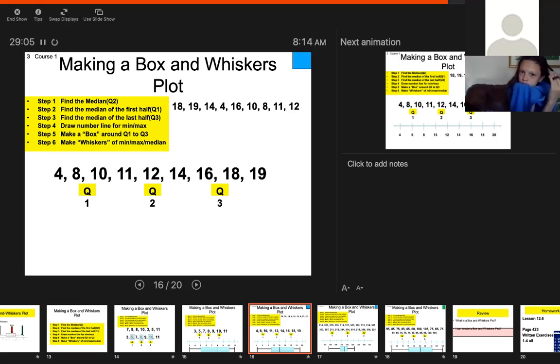Okay, hard work is over. We just got to make a number line. Macy, what's our number line going to go from? It's going to go from 4 to 19. Do you want to do one from 4 to 19? You want to make a different one? She's going to do 4 to 19.